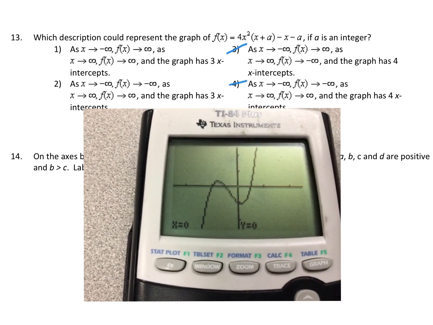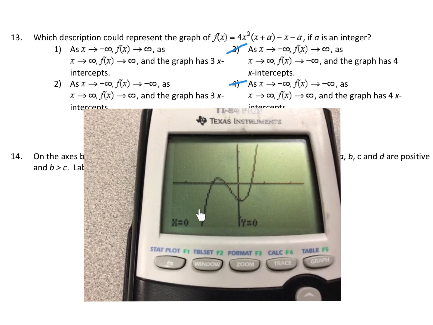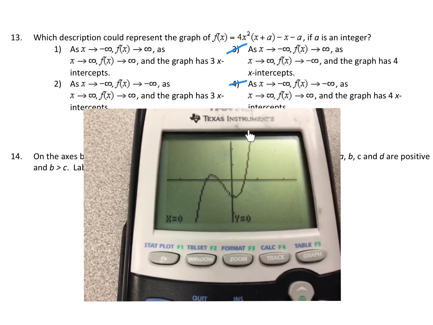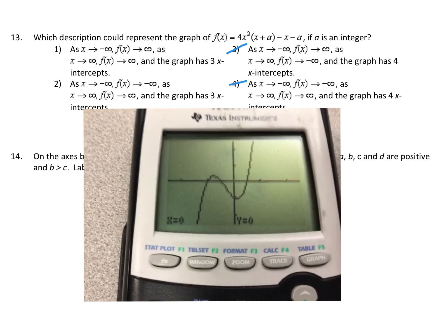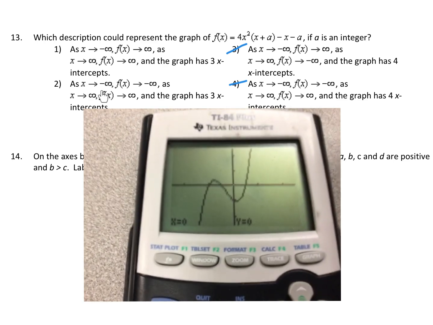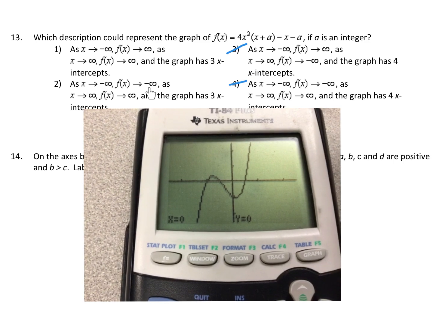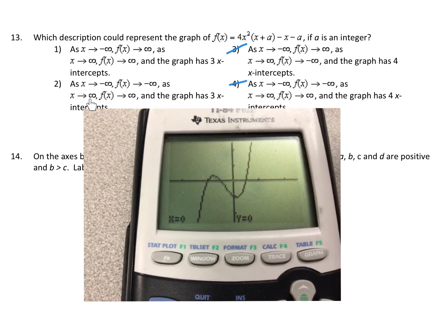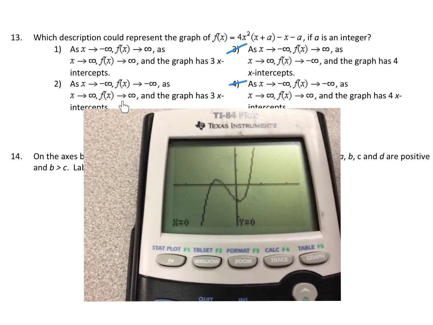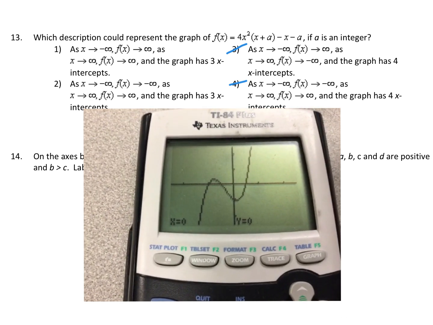And then if we look at the end behavior, we could see on the left, the graph is going down, and on the right, the graph is going up, which is what choice 2 says, right? As we go to the left, the graph is heading towards negative infinity, so going down. And as we go to the right, the graph is heading up towards positive infinity. So choice 2 would be the answer.